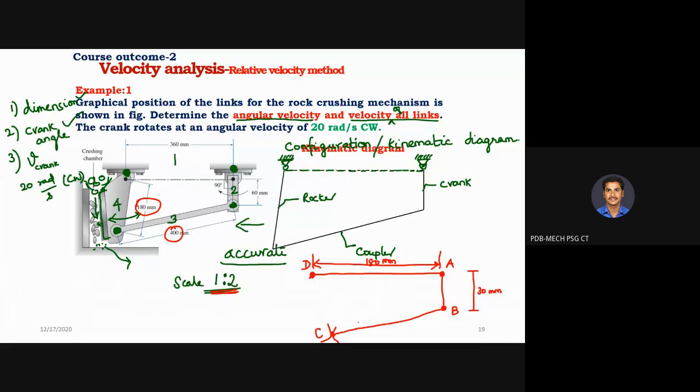What is CB? 200 mm, sir. What is the name for this? It is coupler. If you connect C with D, what is the name for this? Rocker, sir. Okay, so this is your kinematic diagram. This is the way you are supposed to draw the kinematic diagram or configuration diagram.